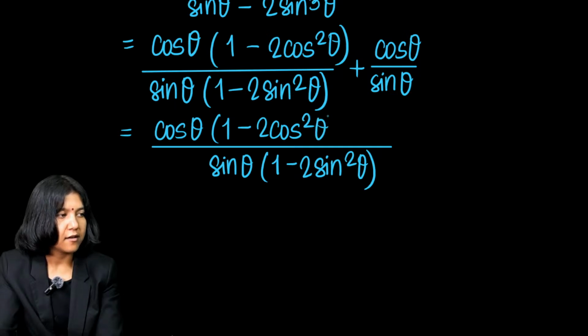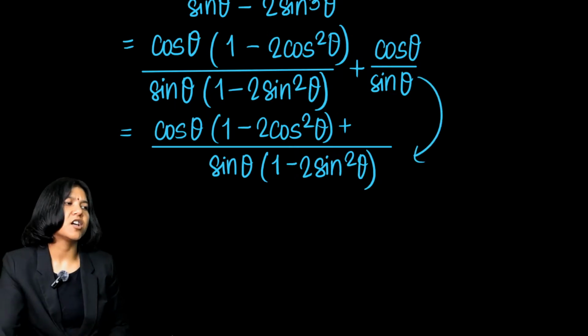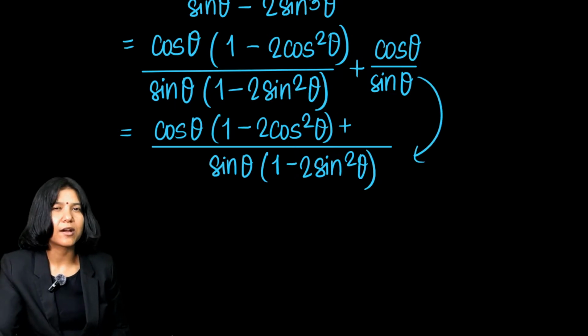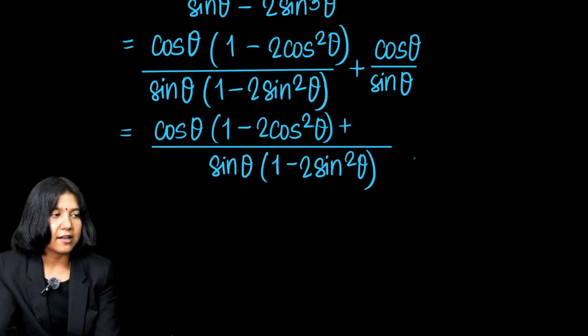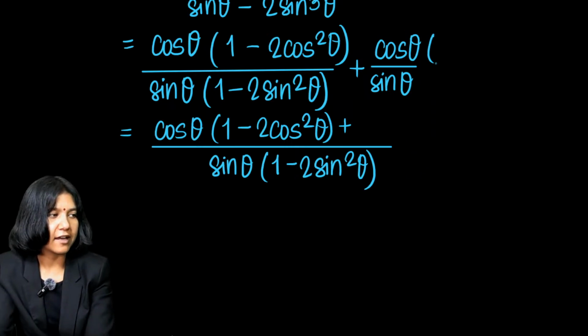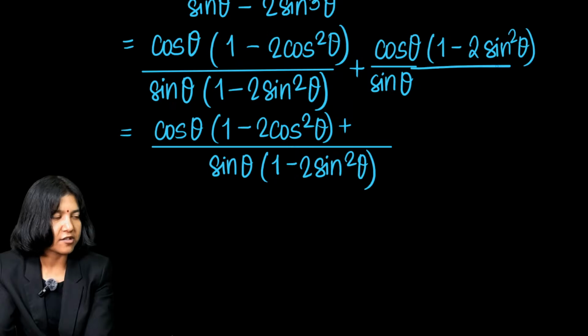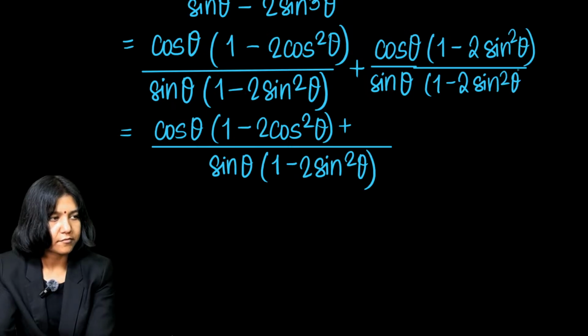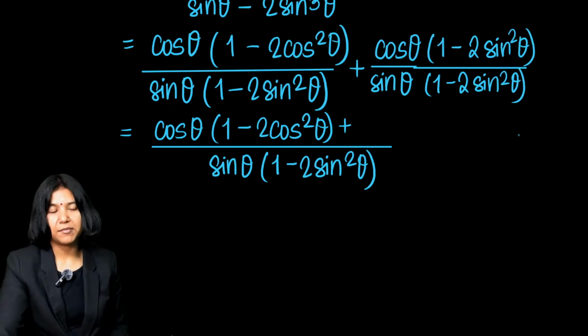While my other numerator will be multiplied with the new denominator. If I compare, then this new denominator has 1 minus 2 sine square theta multiplied. Thereby, I'll go ahead and multiply this one again with 1 minus 2 sine square theta, because only if I do that, my new denominator will be satisfied, right? Because that is what you do. That is how I made the denominators common.